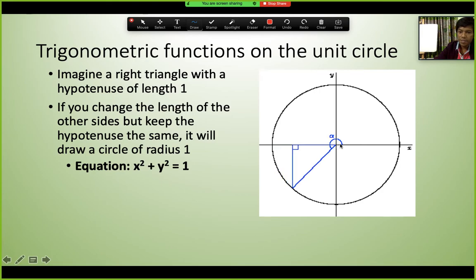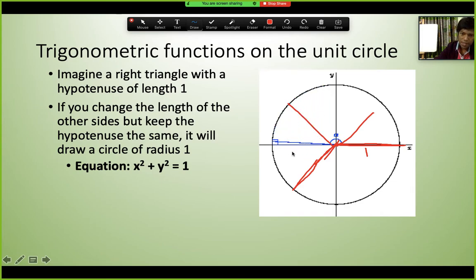Now, if we have a circle with radius 1 unit, suppose from the center up to here, this is 1 unit, 1 centimeter, 1 meter, whatever you say, the value is 1, then it will be a unit circle. And then you see this hypotenuse, this moving hypotenuse, is always 1. Because this side is the radius, this is 1, this is also 1, this is also 1. So everywhere this will be 1.